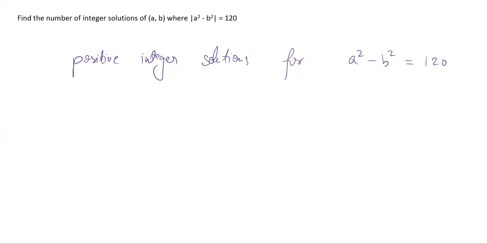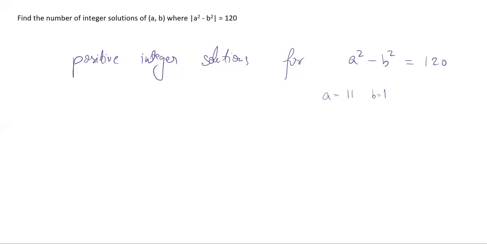Now, before I get into that, let me explain why I am thinking in this way. The first thing that comes to my mind is if I can find positive integer solutions for a square minus b square equal to 120, then correspondingly I can find how many cases will be there for negative and so on. For instance, suppose I consider a as 11 and b as 1. This is just a random example. Don't try to understand how I came to this solution. It's not that relevant. So this is a positive integer solution acceptable for this question, right?